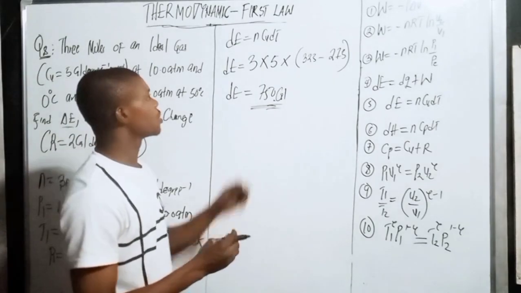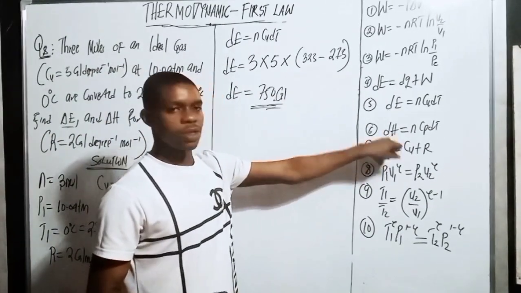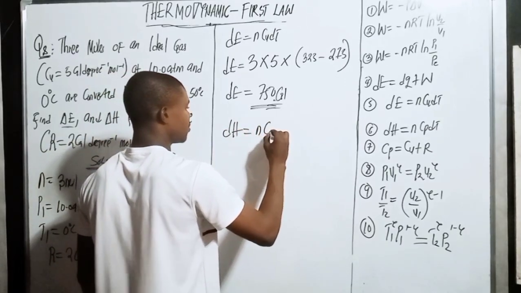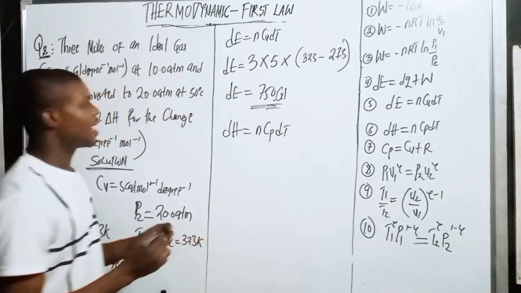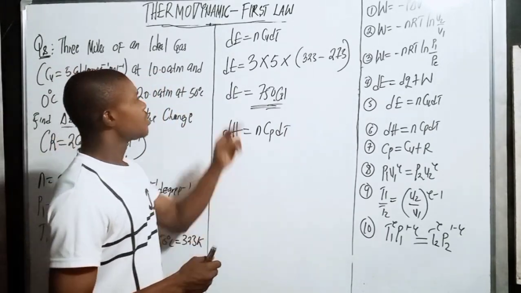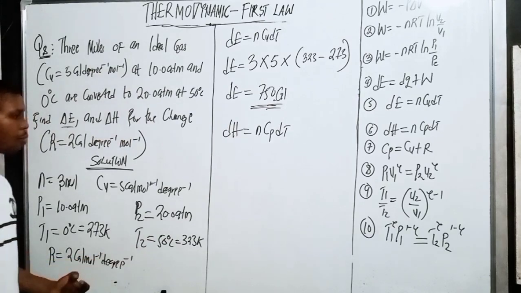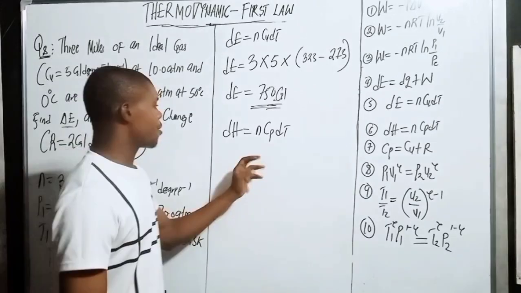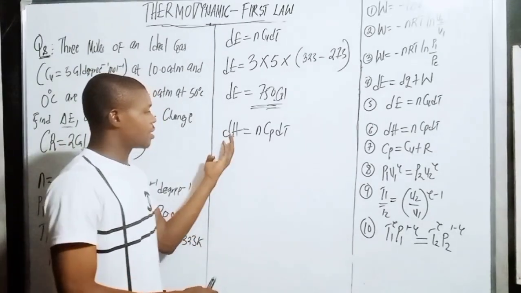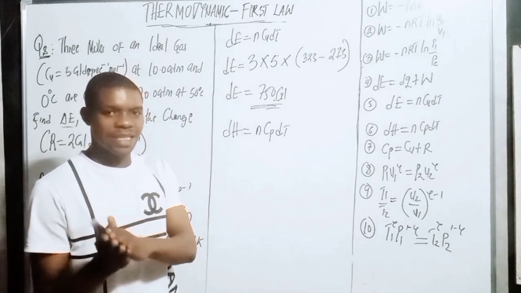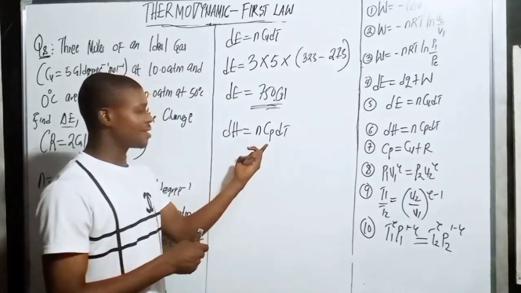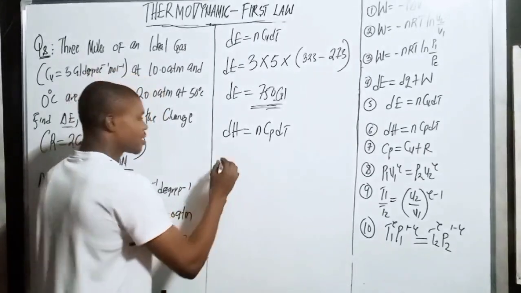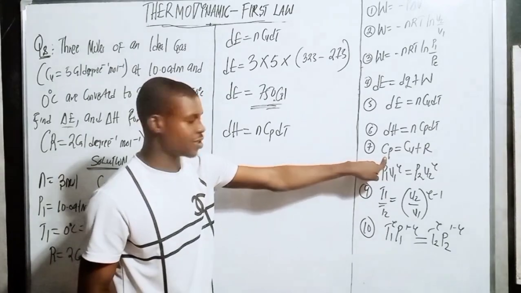Next, what you should do is the change in enthalpy, right? So change in enthalpy is also n Cp change in T, right? Now here they only gave me my Cv, but understand that I need to calculate Cp. So for you to calculate delta H, the change in enthalpy, I must know my Cp, right? Now, Cp was not given to me. But I know the relationship between Cp and Cv.